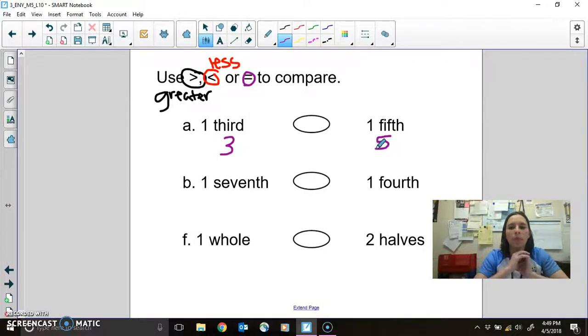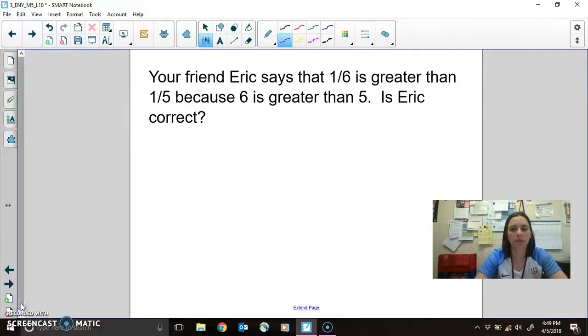Ladeza, go ahead and pause the video so you guys can work on number 4, letters A, B, and F. Finally, we're going to look at number 5. I will read it to you. Your friend Eric says that 1/6 is greater than 1/5 because 6 is greater than 5.